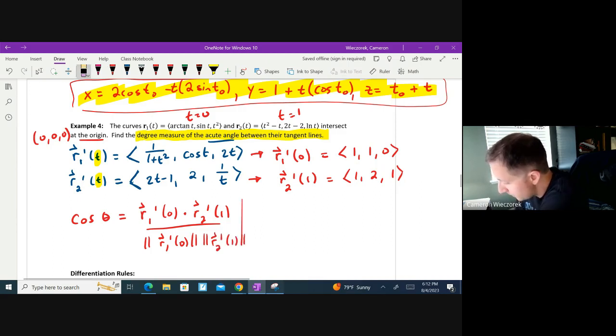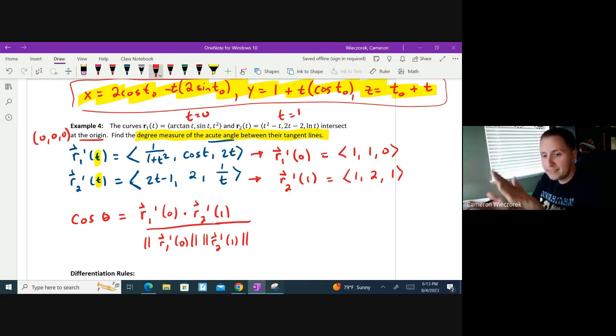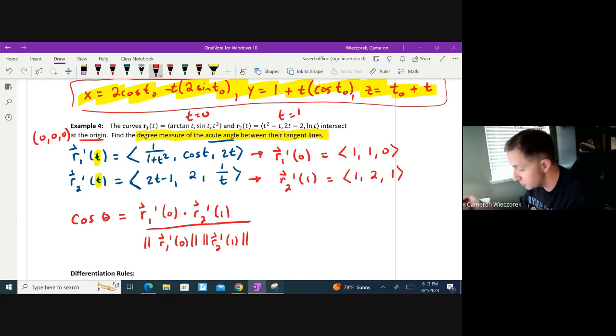And if you're wondering where I'm getting this from, this is from section 12.3. We didn't do it with derivatives in that section, but we looked at the general case of how to find the angle between two vectors u and v. I take the dot product of u and v, and I divide by the product of their magnitudes, the magnitude of u times the magnitude of v. In this case, u and v are just these two tangent vectors evaluated at 0 and 1 respectively.